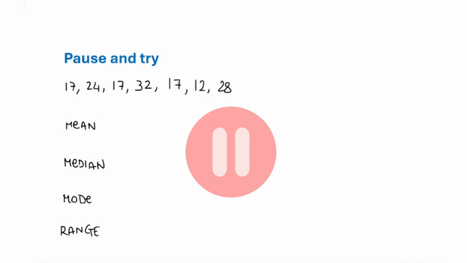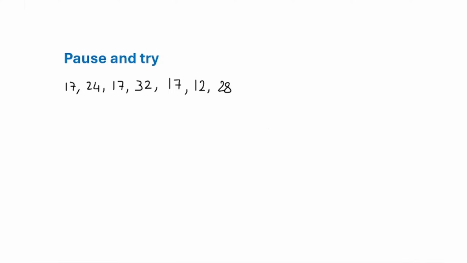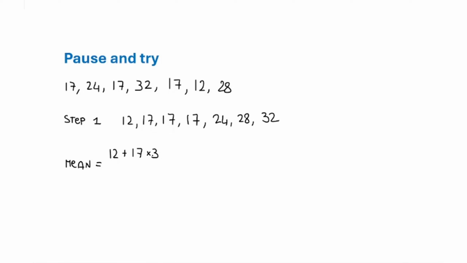Pause the video and try to find the mean, median, mode, and range for this dataset. First, we order the data: 12, 17, 17, 17, 24, 28, 32. Mean, we write all the values added together, divided by 7. 12 plus 17 plus 17 plus 17 plus 24 plus 28 plus 32, all divided by 7. The sum is 147. 147 divided by 7 is 21.